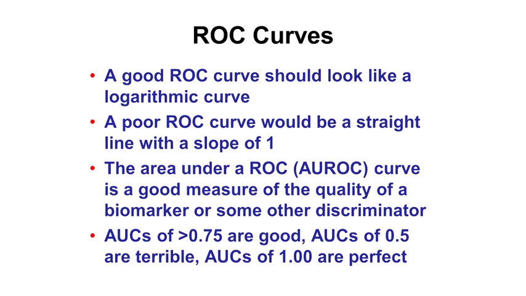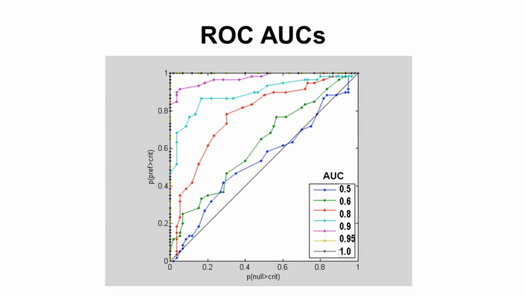So what I've said before, and what I'll say again, is that generally if you can get an area under a ROC curve of greater than 0.75, that's good. It's not great, but it's often good enough to be noticed. An area under the curve of 0.5 is a random guess. And an area under the curve of 1 means that your sensitivity and specificity are perfect.